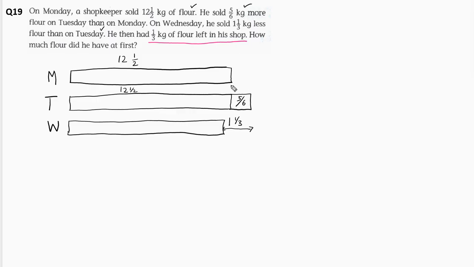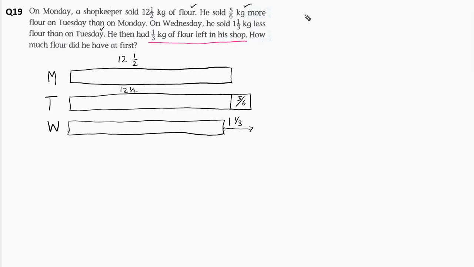Hopefully the model makes it easier for us to see what it is that we have to do. We need to add all of these quantities together. We need to figure out what they are. And it looks like the place to start would be to figure out how much flour was sold on Tuesday. So on Tuesday, we've got 12.5 kilos plus 5/6 of a kilo. So it would make sense to change 1/2 into sixths. And of course, that's really easy because when you've got a half of anything, a half is a very easy equivalent fraction.